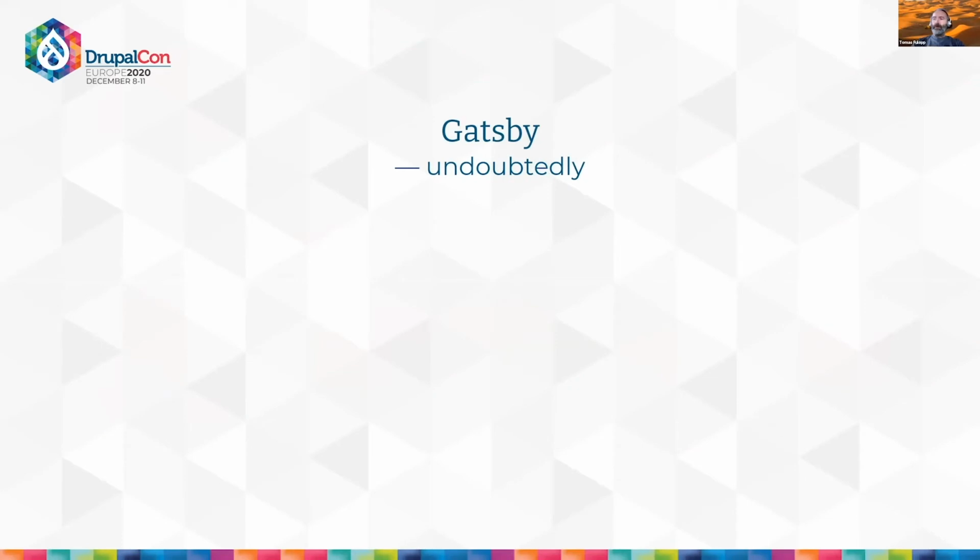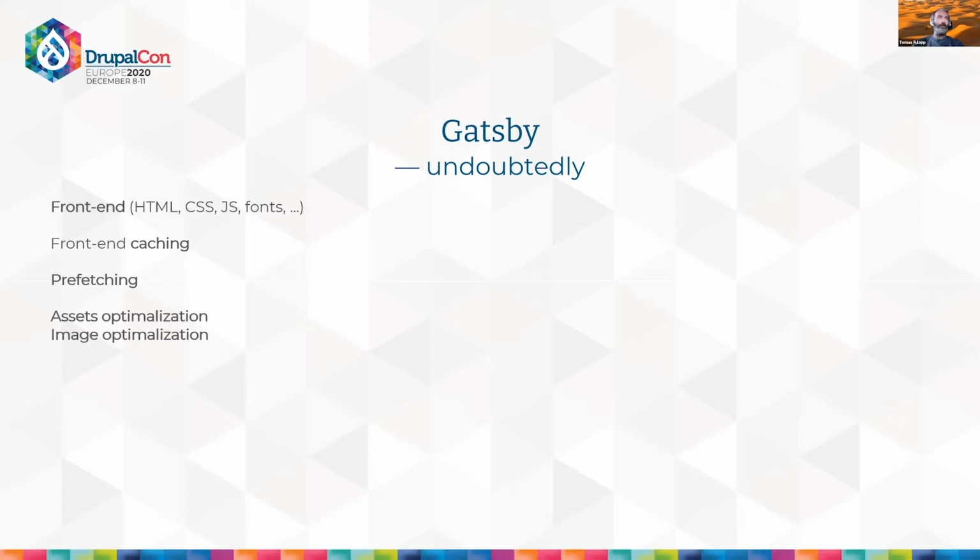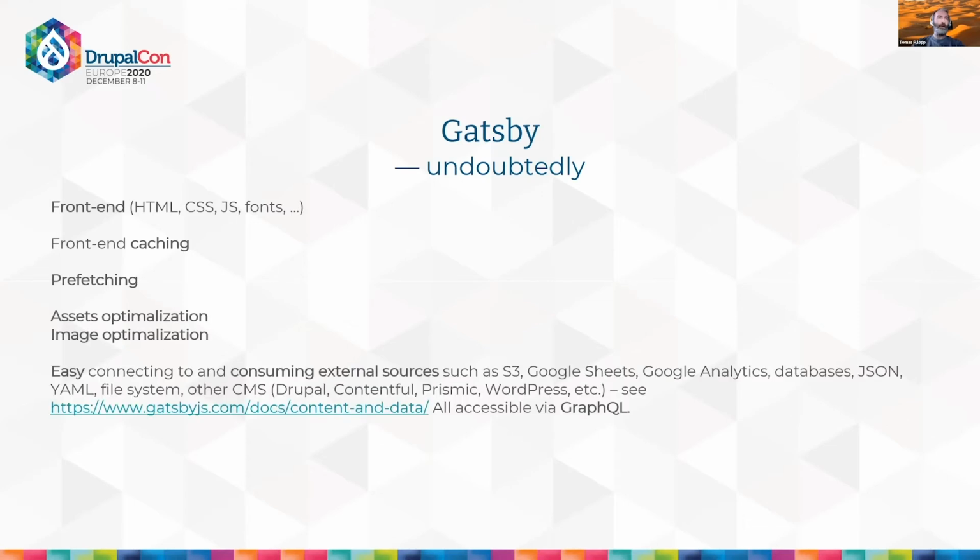What do we expect on the side of Gatsby? Clearly the front end, generating HTML, CSS, JS, fonts, and so on. The front-end caching, which is built in because it just sits on a CDN. Prefetching is there. Asset optimization for speed. Same for image optimization. So Drupal doesn't have to care for any of these.